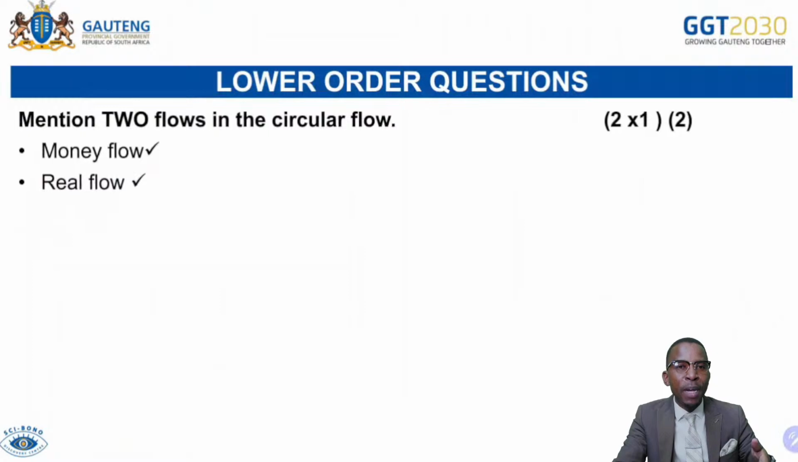Then they can even say mention any two examples of money flow in the economy, or mention any two examples of real flow in the economy, or briefly define the term money flow, or briefly define the term real flow. Or it can go further to differentiating between the money flow and the real flow for 8 marks. So it is important. Or they can say analyze the link or the connection between money flow and the real flow for 8 marks or 10 marks.